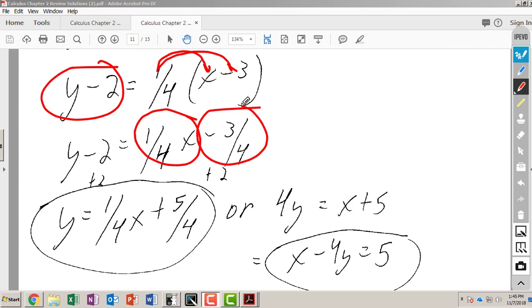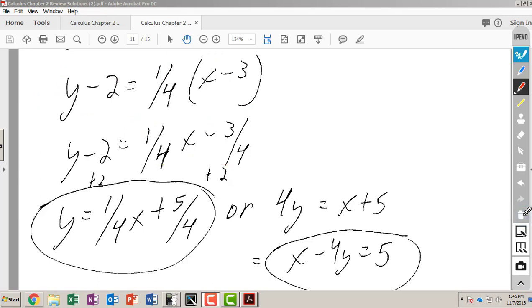So now I add 2 to both sides of my equation. When I add 2 to both sides, I've got negative 3/4 plus 2. Well, 2 is actually 8/4. So I add my numerators. Negative 3 plus 8 is 5/4. And this will be your answer, y equals 1/4 x plus 5/4.